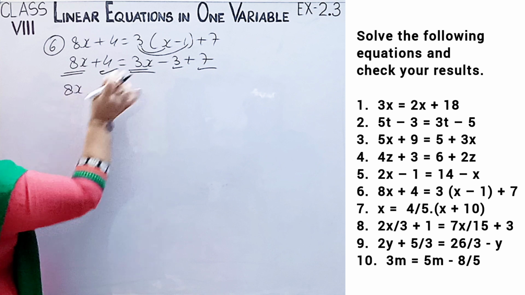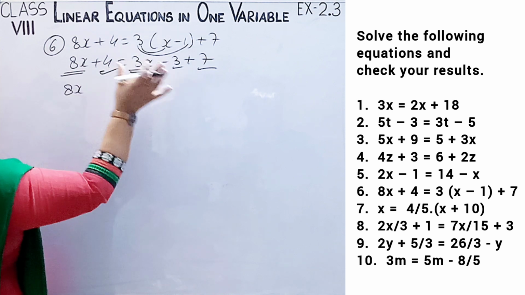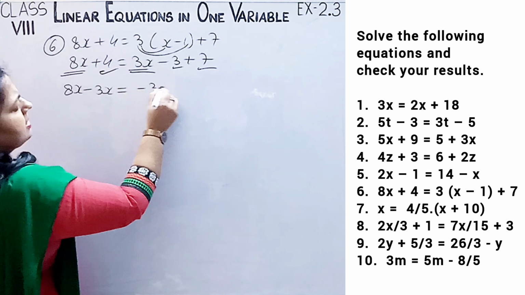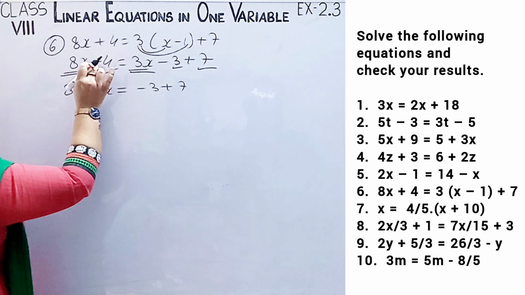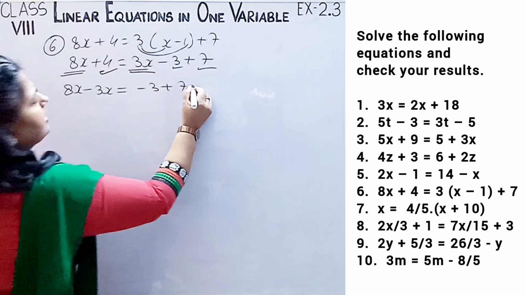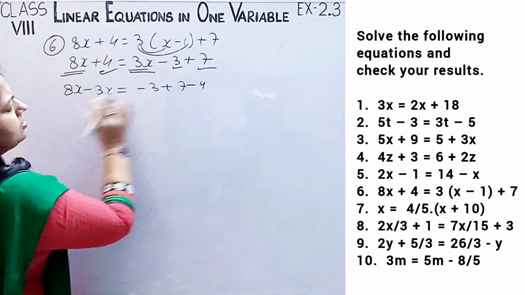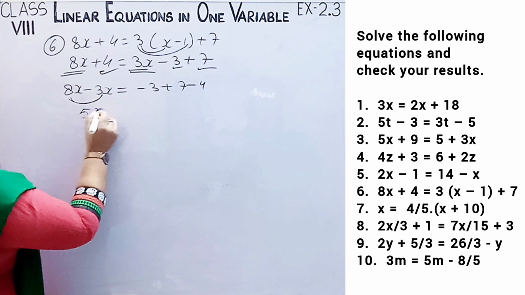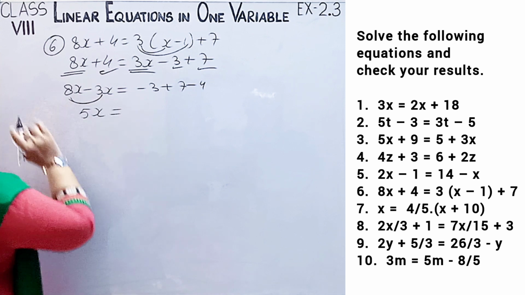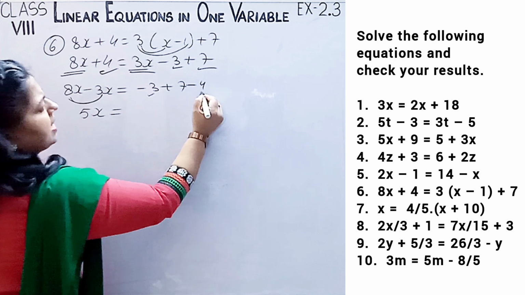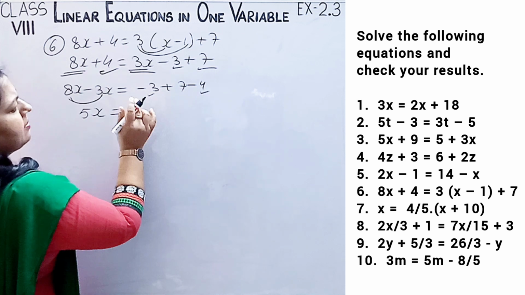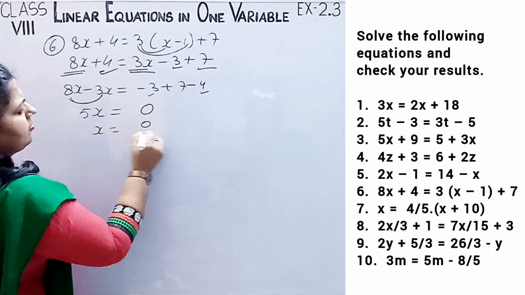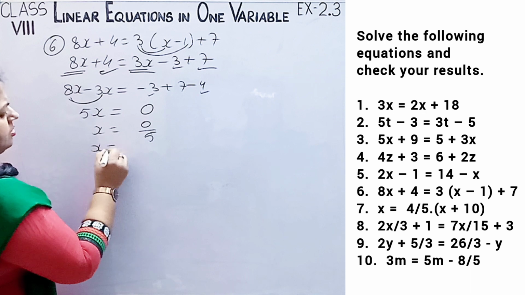So separating variables from constant. So 8x, here we have 3x. So right to left it will become minus. Minus 3 plus 7. Now here we have plus 4. So it will become minus 4 when it will come to right side. So 8x minus 3x, we get 5x after subtracting 3x from 8x. Now minus 3 minus 4, we have minus 7, and minus 7 plus 7 is 0. X equal to 0 upon 5, and answer is x equal to 0.